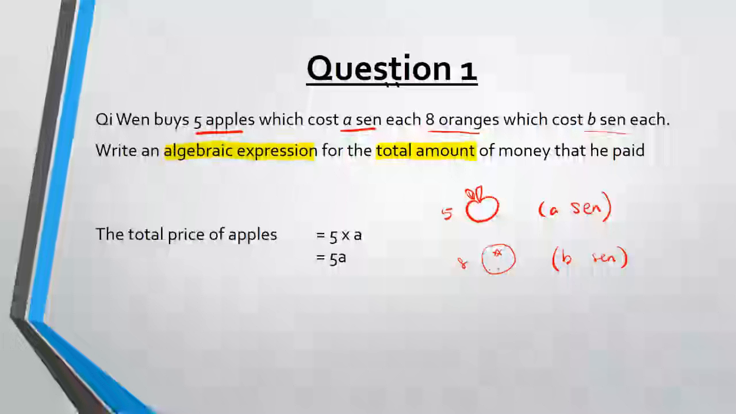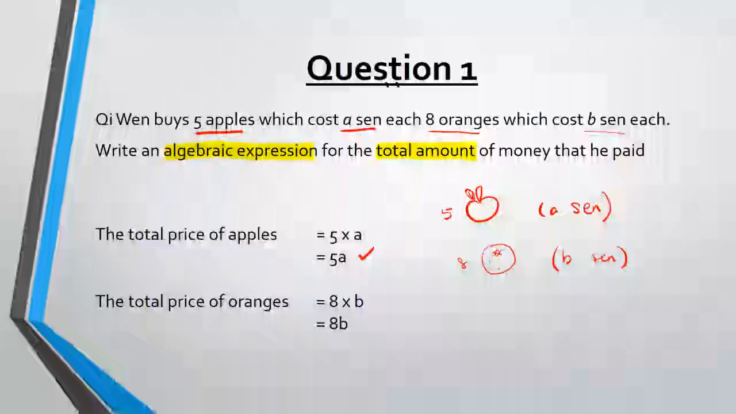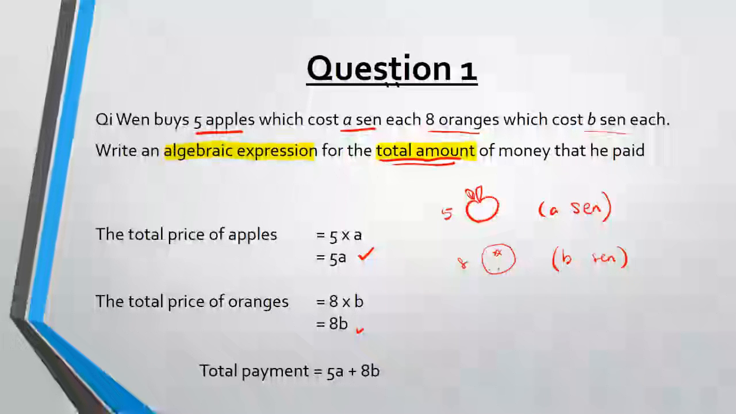So the price for apples is 5 times a, because 1 apple is a cent. So 5 apples, 5 times a, 5a. And then the price of oranges, 8 oranges times b cent, so you get 8b. This is only part of it. We are going to find the total amount, which means apples plus oranges. So the total payment is 5a plus 8b. So this expression will be the total amount of money he paid.